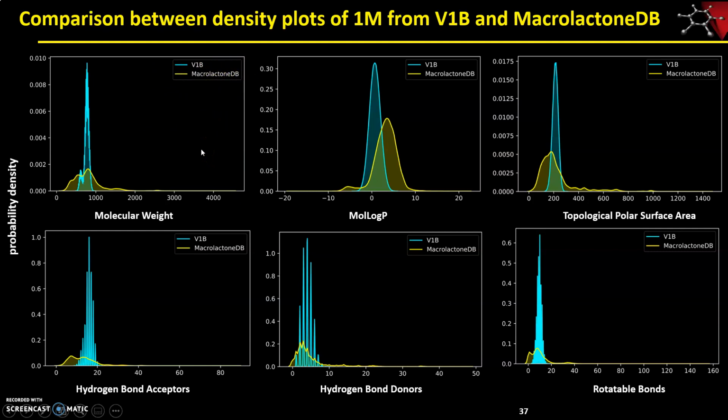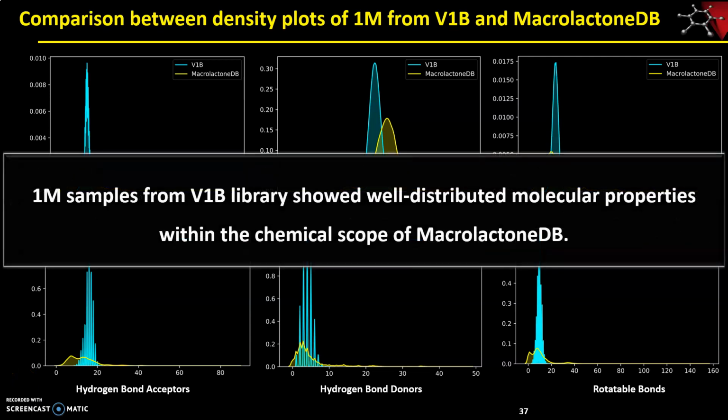So the main thing that you should look out for is to see if these two graphs overlap, meaning if they occupy a similar chemical space. And we found that the V1b is found within the most densely populated regions of Macrolactone DB, which is what we want, which is what we're looking for. So the major takeaway from this slide is that the V1b library showed really well distributed molecular properties that fall within the chemical scope of Macrolactone DB, and this is what we wanted to see.